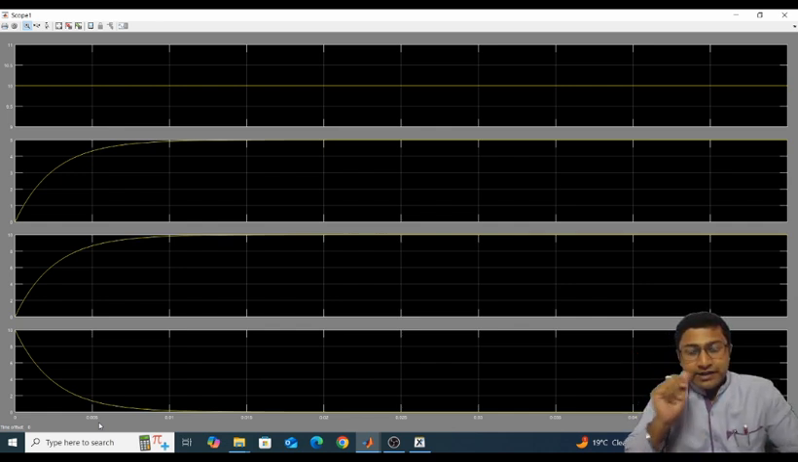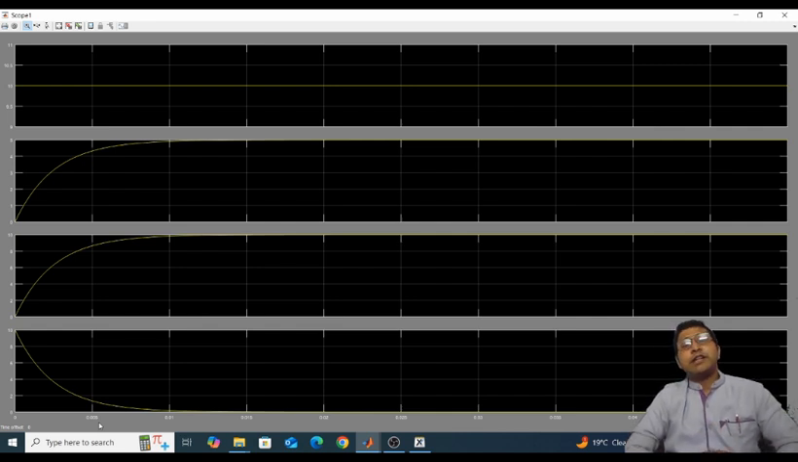The interesting thing is the measurement of the time constant. For the first order series RL circuit, the time constant is L by R. Here L is 5 millihenry and R is 2 ohms, so the time constant is 5 by 2, that is 2.5 millisecond. That means at 2.5 millisecond, the inductor current will reach 63.2% of the steady state value. This is the proper definition of the time constant for the first order series RL circuit.